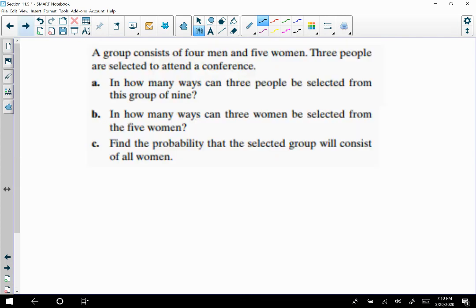We're getting there. All right, so this one is definitely a scaffold problem. So go ahead and take a look at this. It says a group consists of 4 men and 5 women. 3 people are selected to attend a conference. Part A, in how many ways can 3 people be selected from this group of 9? In part B, how many ways can 3 women be selected from the group of 5 women? And in part C, find the probability that the group will consist of all women. So go ahead and think about what is this, and then find that total, worry about our event, and then find the probability. Pause your video now.